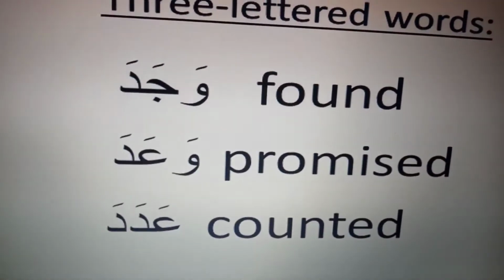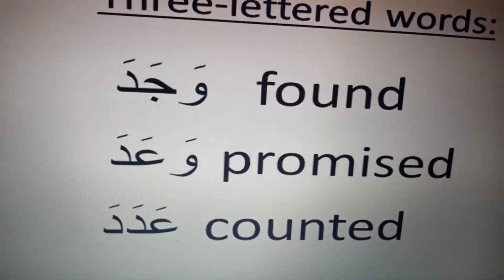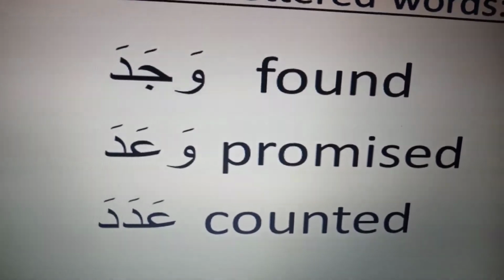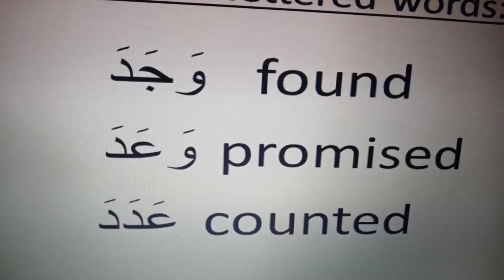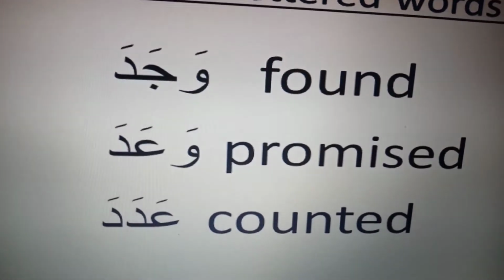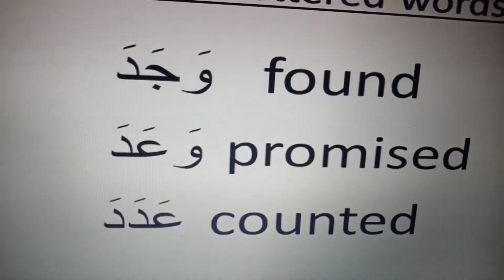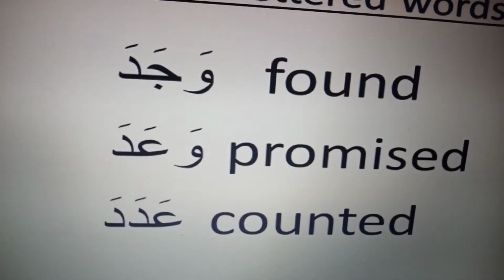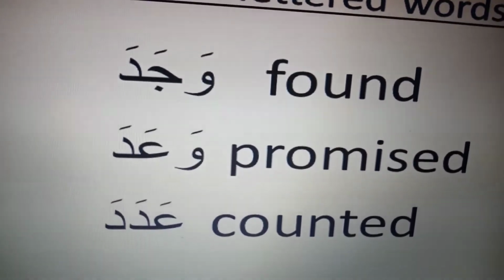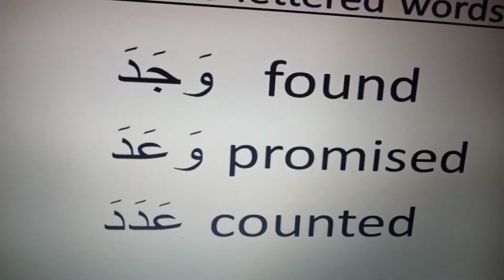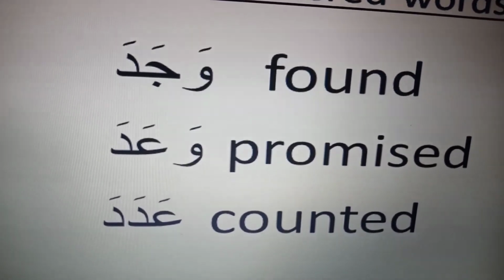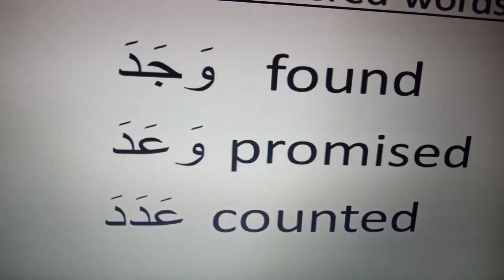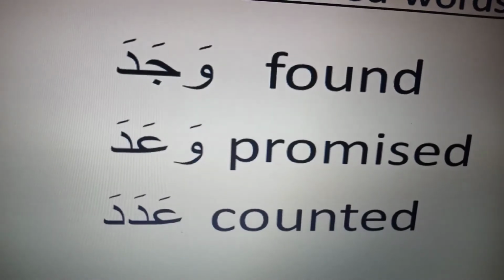Taking the second example, the second word is wa'ada, meaning promised. The first letter is waw, pronounced as wa, with a fatha over it. The second letter, ayn, is pronounced as a. The third letter is dal, pronounced as da. Wa, a, da. Wa'ada.